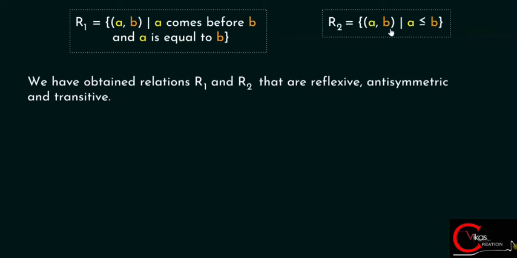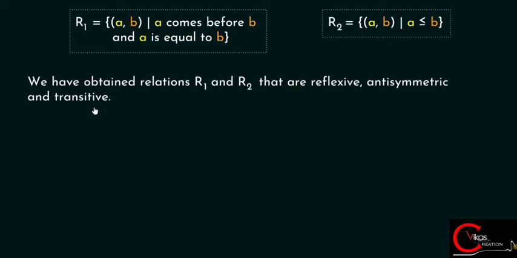Apart from this, the relation is also antisymmetric because here we are saying A is less than B. When we say 1 is less than 2, we cannot say that 2 is less than 1, right? So these two relations are antisymmetric. Apart from this, these two relations are transitive as well. You can check this on your own. So we can clearly say that R1 and R2 are reflexive, antisymmetric, and transitive.